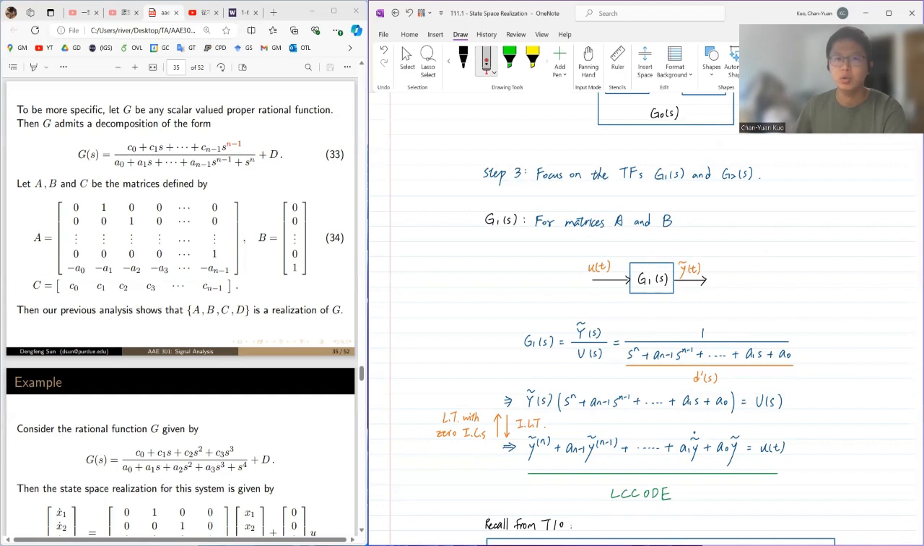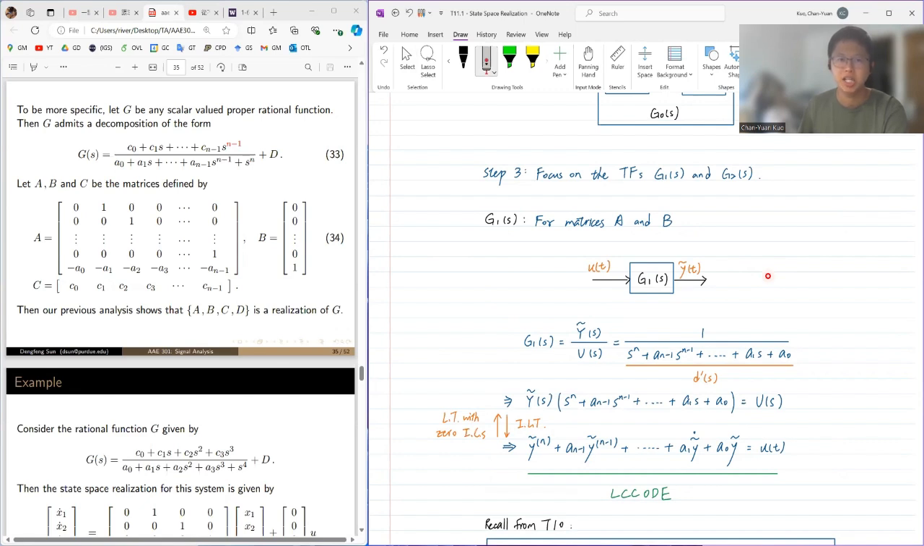Now, if we multiply u of s on both sides of this expression, then we will get y tilde of s times d prime of s equals u of s. Next, by applying inverse Laplace transform on both sides of the equation, we will see that g1 of s is the transfer function associated with the system described by the LCC ODE shown here. Now, the matrices A and B can be obtained by deriving a state space model for this LCC ODE.